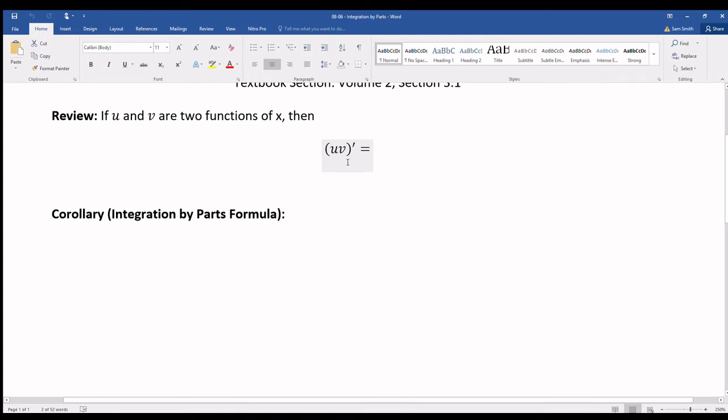In this last part of the class, we're going to try and develop some techniques to further increase the library of integrands that we're actually able to integrate. And today we're going to talk about an extremely important formula called integration by parts.